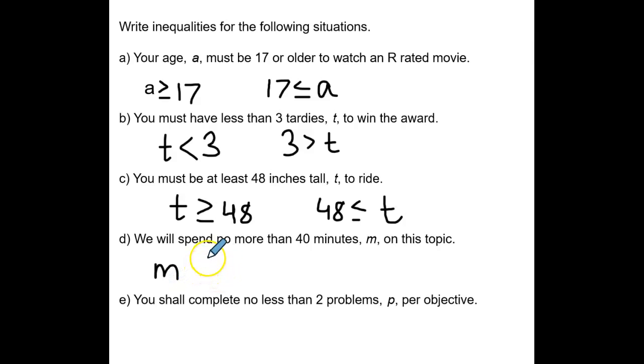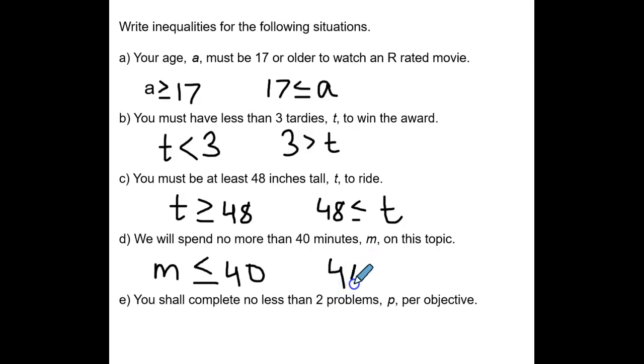So, the minutes, okay, have to be less than, can they be equal to 40? No more than 40. That means you can spend 40 minutes. Okay, 40 minutes, and then the timer goes off. So m is less than or equal to 40. Again, you might want to write it the other way.